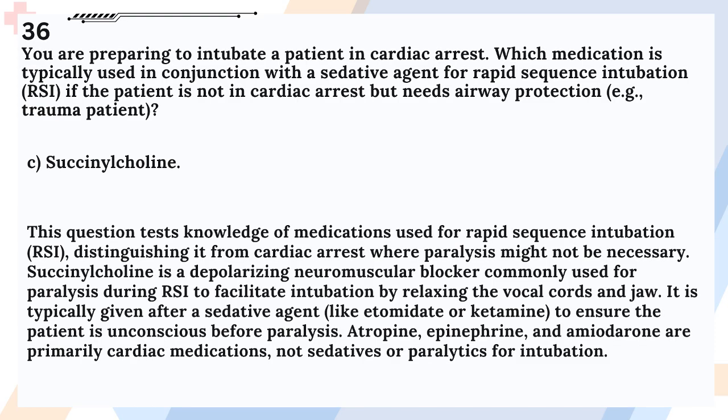Answer C. Succinylcholine. This question tests knowledge of medications used for rapid sequence intubation, RSI, distinguishing it from cardiac arrest where paralysis might not be necessary. Succinylcholine is a depolarizing neuromuscular blocker commonly used for paralysis during RSI to facilitate intubation by relaxing the vocal cords and jaw. It is typically given after a sedative agent, like etomidate or ketamine, to ensure the patient is unconscious before paralysis. Atropine, epinephrine, and amiodarone are primarily cardiac medications, not sedatives or paralytics for intubation.